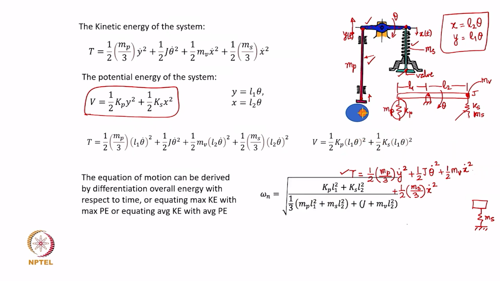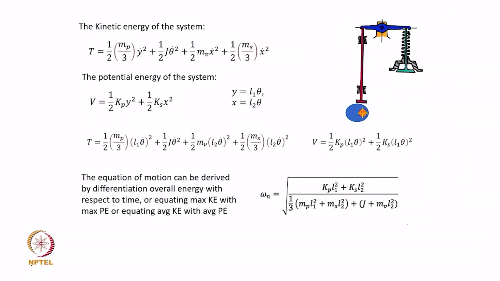Okay. And the expression which I have highlighted here is obtained like what you see here, right. So, Kp, Ks, the push rod stiffness and the spring stiffness appear in the numerator, and the mass of the push rod, that of the spring, that of the valve, and of the rocker arm inertia, they all appear in the denominator as we expected. So, that is how the natural frequency expression has been obtained.